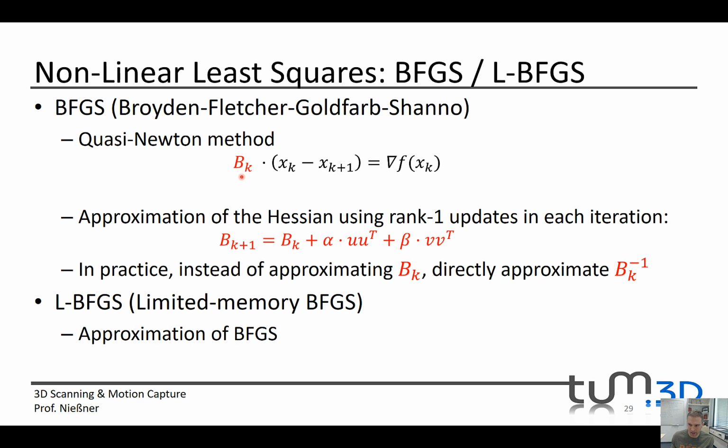So if you have B_k that looks like this, then you have B_k+1. Then you have this function here, which is B_k plus alpha times u u^T plus beta times v v^T. And the idea is that in practice, instead of approximating B_k, you directly approximate B_k inverse, because we know already that we need the inverse here, right? So we know how to solve eventually for it.